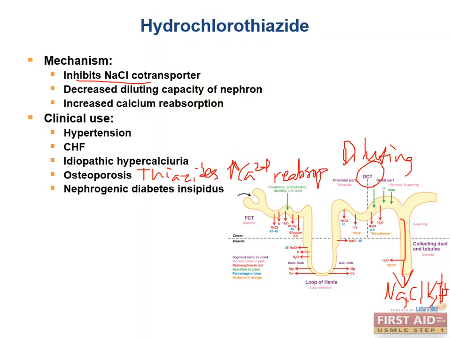Patients with nephrogenic diabetes insipidus are also given thiazides, and this seems a little contradictory because patients with nephrogenic diabetes insipidus are already urinating a lot. Why would we want to give them a diuretic?